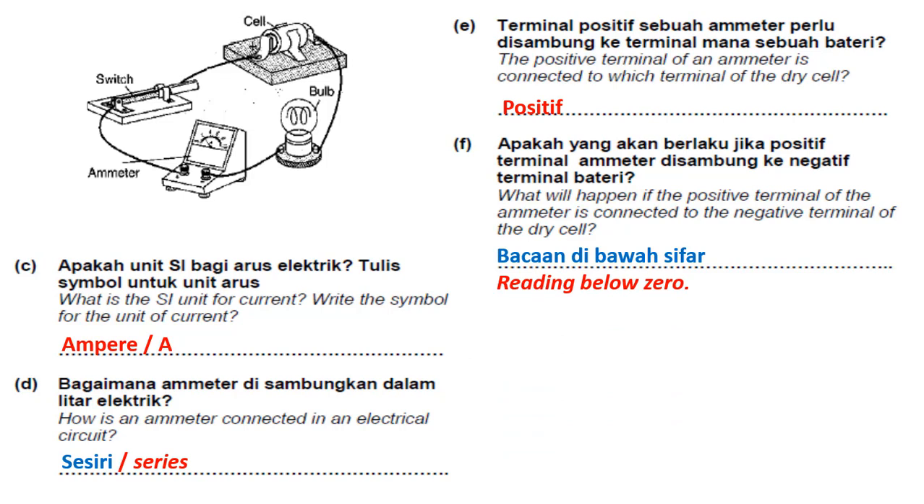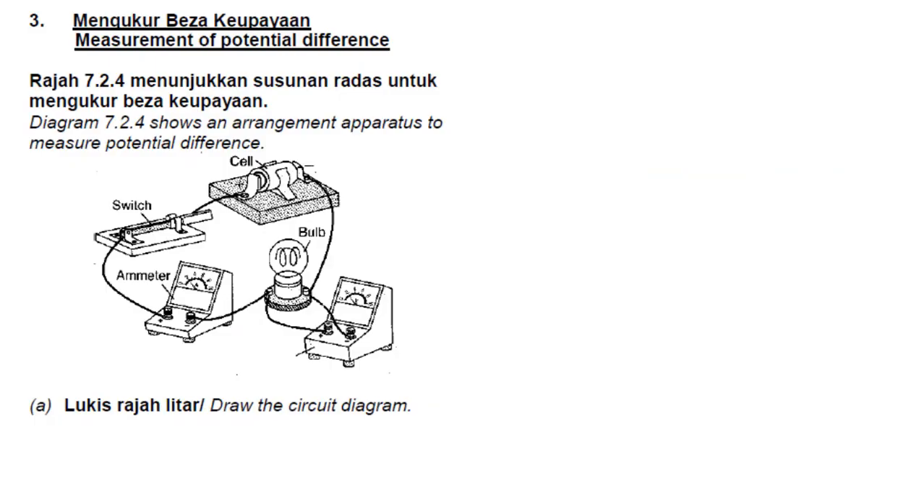The pointer will show below 0. So when that happens, quickly you have to change the terminals. Okay, now measurement of potential difference.